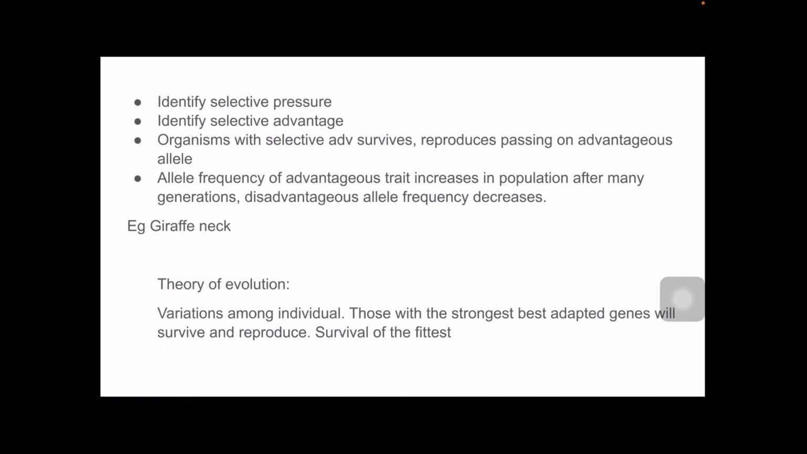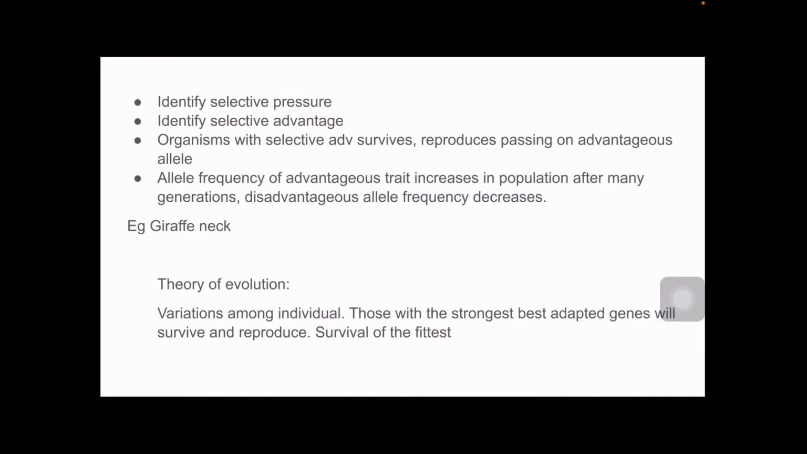Okay, moving on to how you answer questions on natural selection and the theory of evolution. So you identify the selective pressure, then you identify the selective advantage, and you say the organisms with the selective advantage survive, reproduce, and pass on the advantageous alleles to their offspring. And that makes the allele frequency of advantageous traits increase in the population after many generations, and the disadvantageous alleles decrease.